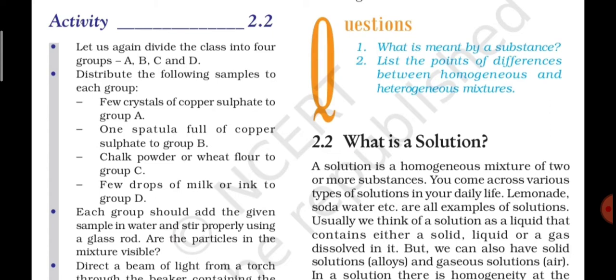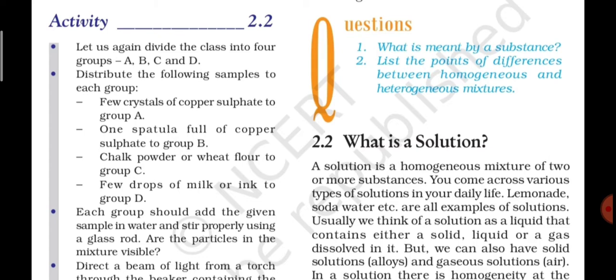Last time we discussed types of mixture and also activity 2.1. We discussed that there are two types of mixture. One is homogeneous mixture, homo means same, and the other is heterogeneous mixture, hetero means different. We also discussed their definition and some examples. Examples of homogeneous mixtures are salt solution, sugar solution or lemonade. All these are examples of homogeneous mixture.